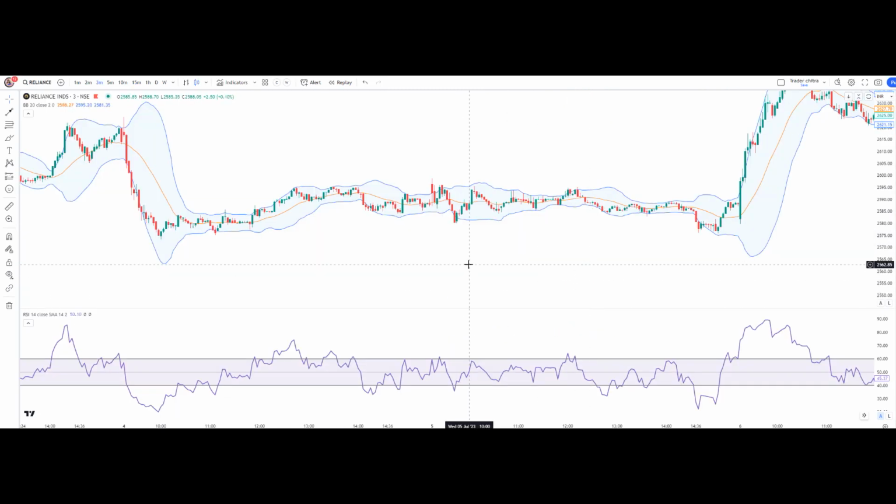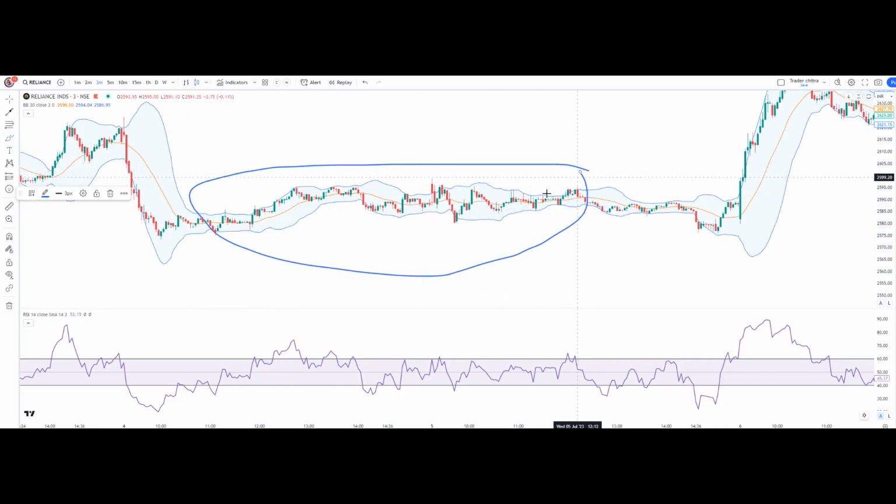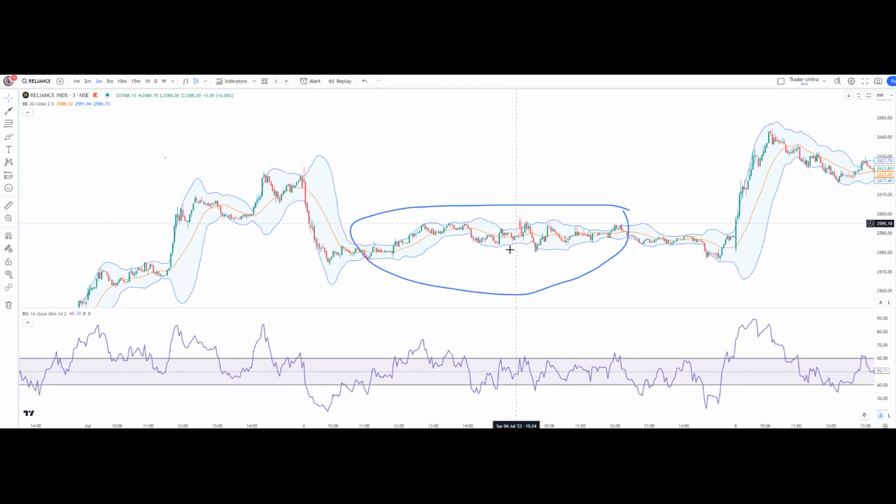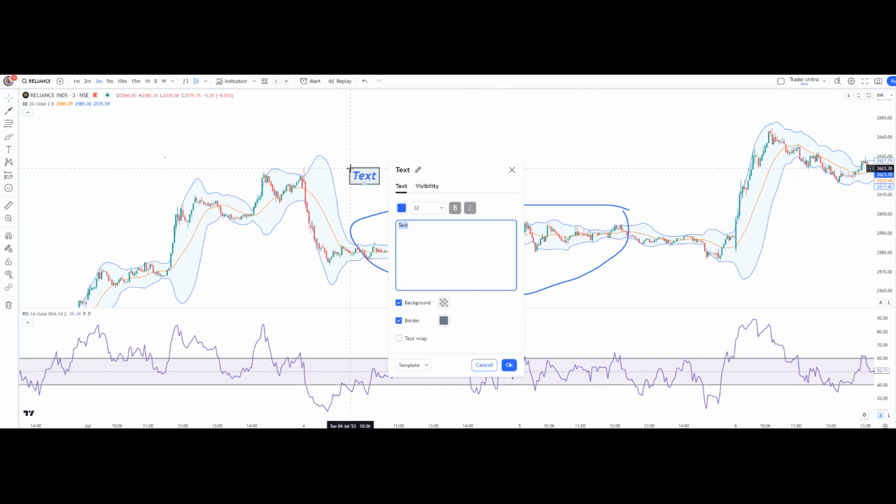We can see one example for the Bollinger Band skews. Okay, here in this place we can see that the price is within the range, and also the Bollinger Band is also getting squeezed. Okay, means the price is moving in between the upper band and the lower band. And when you see the RSI also between the 60 and 40 range. So this is called the Bollinger Band skews.